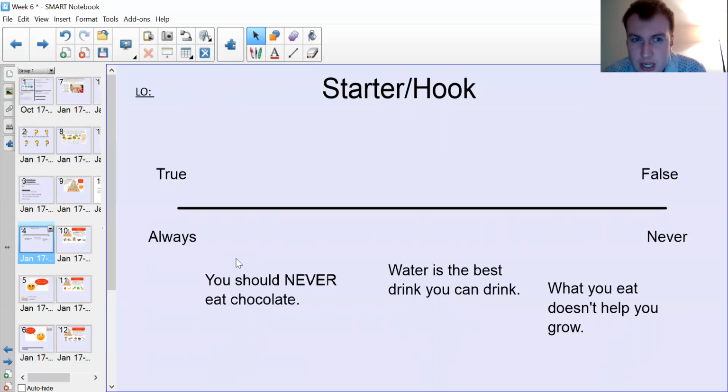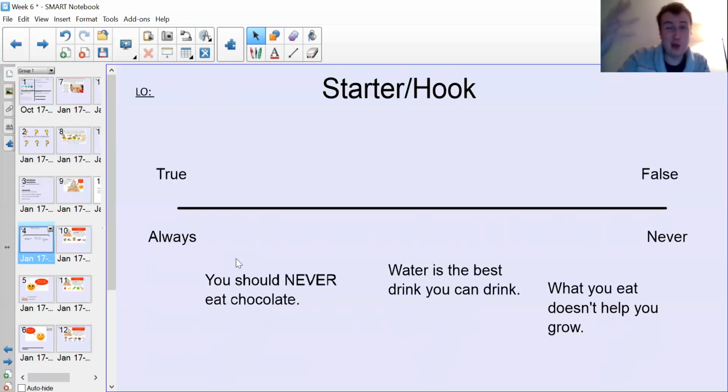Now this one's a bit trickier, but well done to those of you who said always true, okay? Water isn't the only healthy drink out there, but it is certainly the best one for us, because what water does is it hydrates us, okay? It keeps us hydrated. You might know from when you do PE or come in from break time, you've been running around and you're like, I just need some water, right? That is where water comes in.